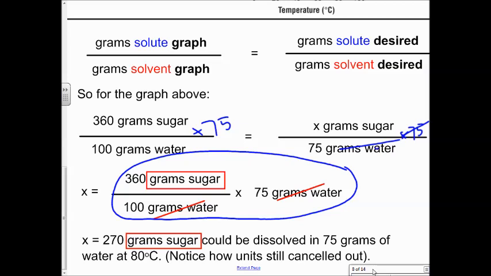And you'll notice how, as always, your units are canceling out. Your grams of water cancel out with grams of water, and you're left with grams of sugar. This is a good reminder that your units will always, always, always get you where you need to go. You want to solve for how many grams of sugar could be dissolved in 75 grams of water. You end up with units of grams of sugar.